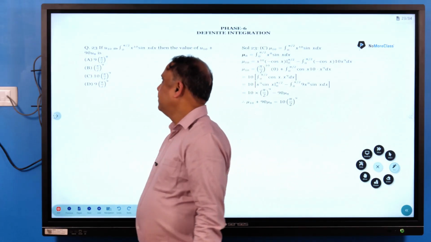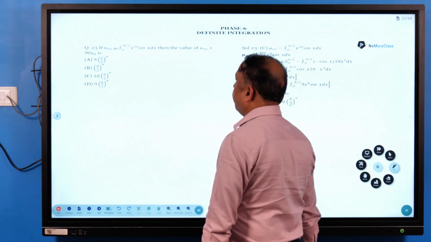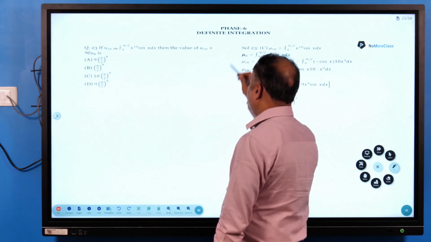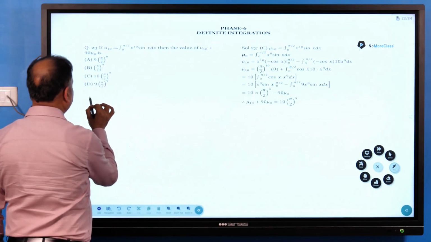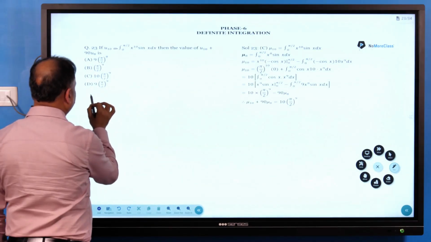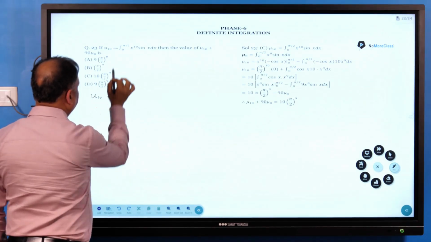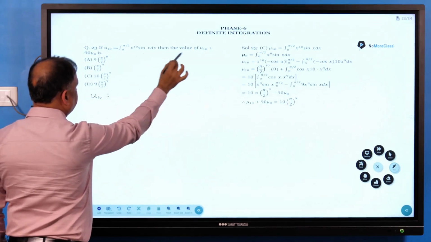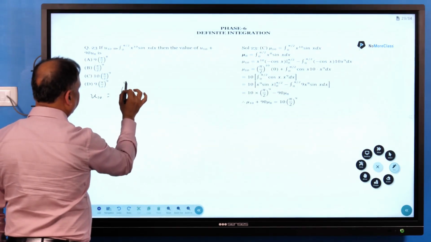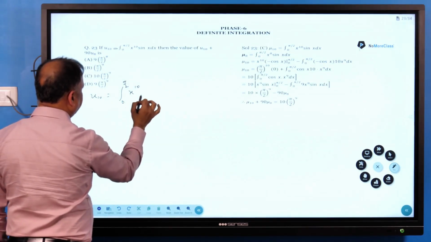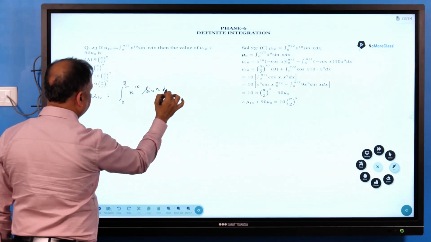So now come to exercise 2, question number 23, phase 6, definite integration. So the question is, if u10 is equal to this, that means power 10 is there, it is u10, power 8 is there, it will be u8. So 0 to pi by 2, x^10 sin x dx.